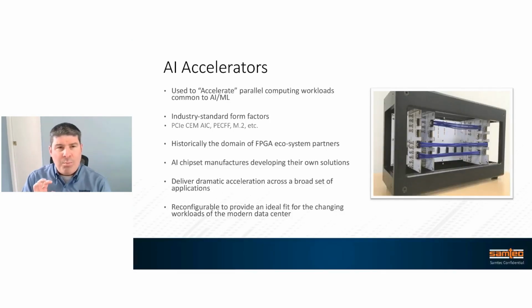Because we're talking about AI in the data center, we're going to focus in on two applications. One, and this is something that Viswa talked about with the vector path accelerators: What is an AI accelerator? What does it do? And what are some of the form factors that it takes? Well, as Viswa mentioned, an accelerator is used to accelerate parallel compute workloads common within AI and machine learning. Similar to vector path, AI accelerators typically have industry standard form factors. PCIe CEM AIC, which is what the vector path uses from Achronix, is very popular.